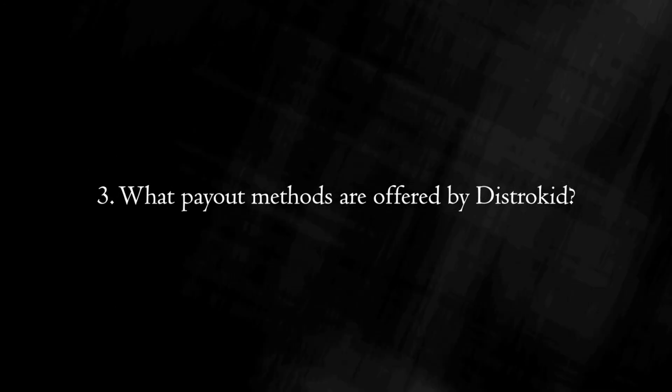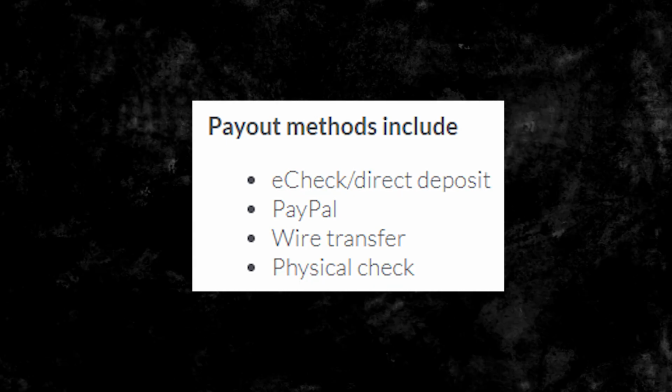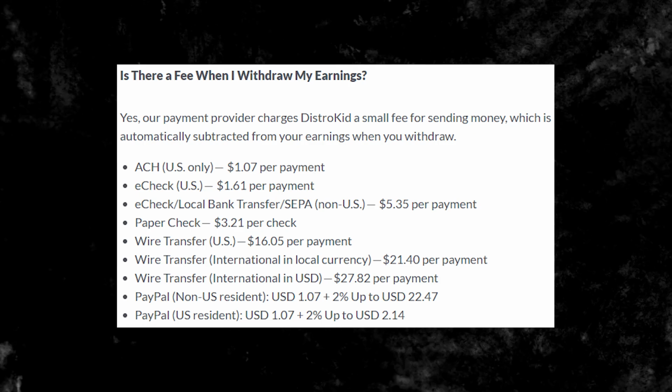is what payout methods are offered by the platform. So DistroKid offers 4 payout methods. The first one is PayPal, the second one is wire transfer, the third one is e-check, and then the fourth one is physical check. And each of these will carry different charges with them. So you need to kind of be aware of what works best for you before you select one.